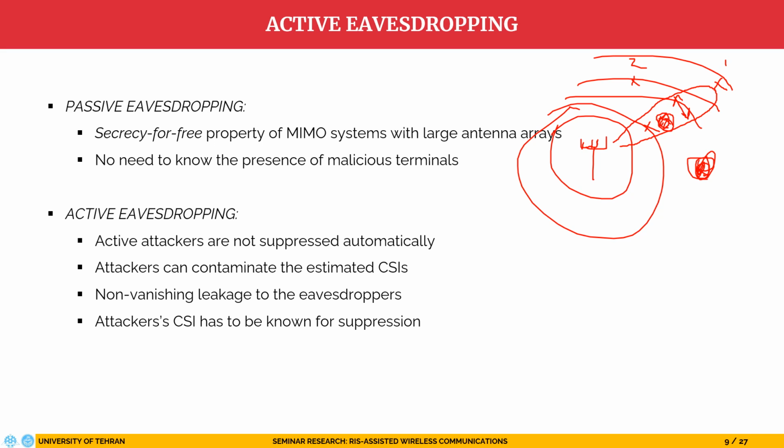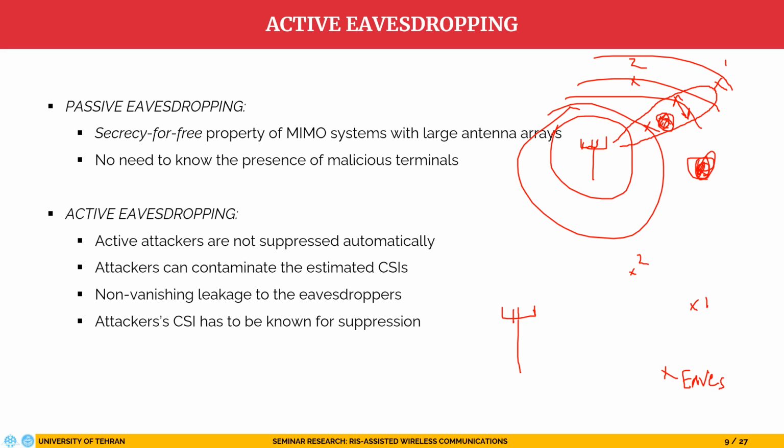But in active eavesdropping, active eavesdroppers are not suppressed automatically. Attackers can contaminate the estimated CSI. There is non-vanishing leakage to the active eavesdroppers, and the attacker CSI has to be known for suppression. In the active eavesdropping case, this is the base station, and this is user 1, user 2, and the eavesdropper.